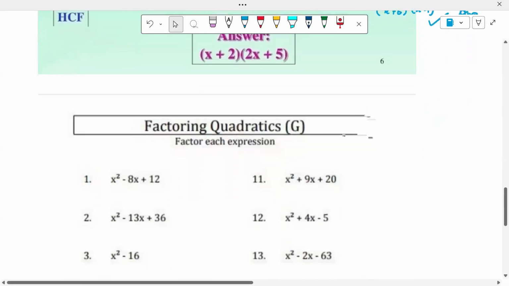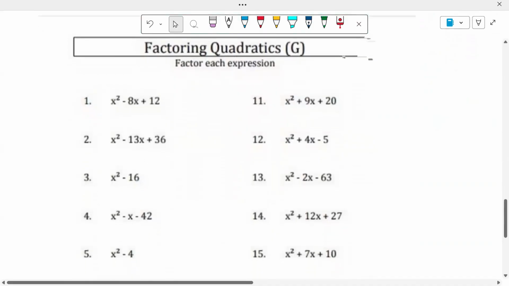Now here we have some practice questions for factorizing the expressions.